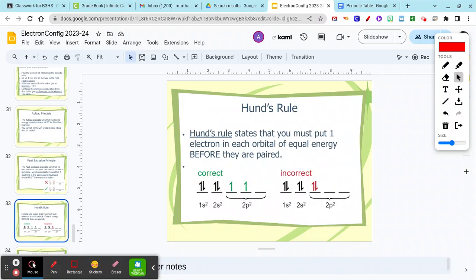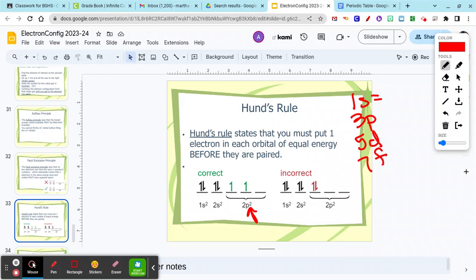Okay, and the final rule is called Hund's rule. Hund's rule states that you have to put 1 electron in each orbital of equal energy before you can pair them. So this really applies to orbitals that have more than 1 in the energy level. So we're talking about p, d, and f. So for example, the 2p, we can have 3 orbitals for p. You can have 1 for s, you can have 3 for p, 5 for d, and 7 for f.